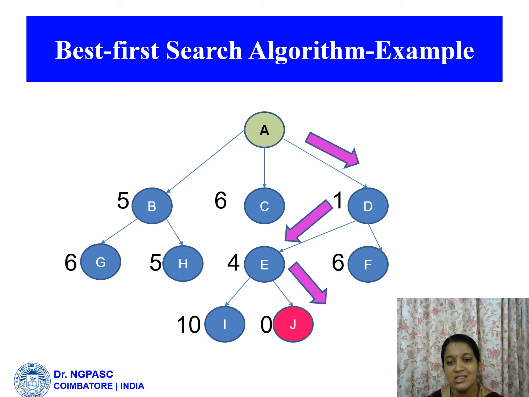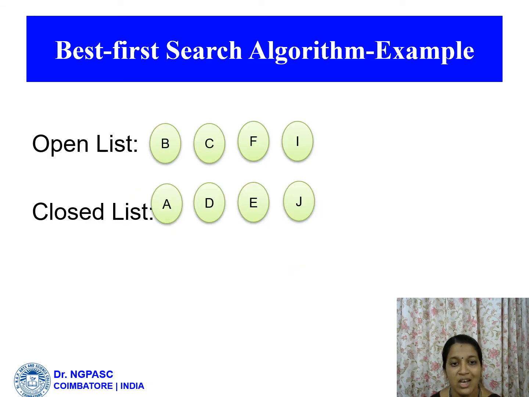Let us see this example. What are all the nodes that have been closed? What are all the nodes that have been opened? So the open list is B, C, F, I. The closed list is A, D, E, G.